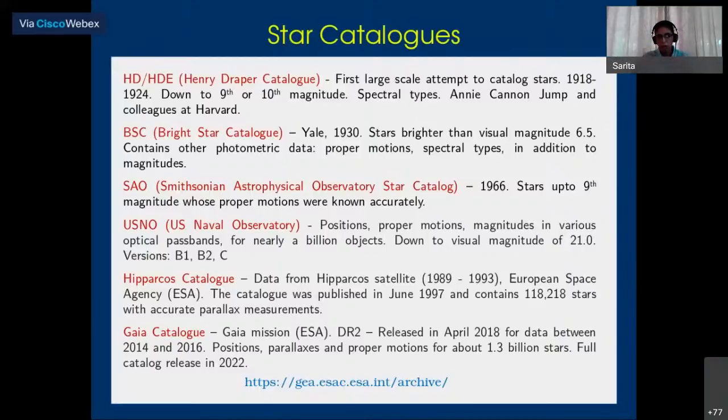But there are a number of other catalogs over time, and I've just listed some of them. There is the Bright Star catalog, which was compiled at Yale in 1930. This has stars brighter than visual magnitude 6.5, which means they are really, really bright. It also contains other photometric data. You know that we can see up to magnitude 6, so this contains stars only up to 6.5 magnitude, but it is a good compilation because you can see all the stars in one place together.